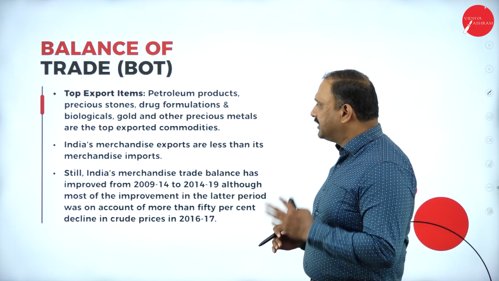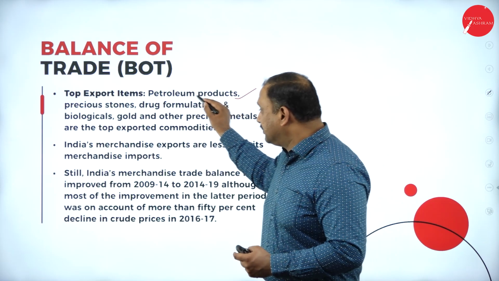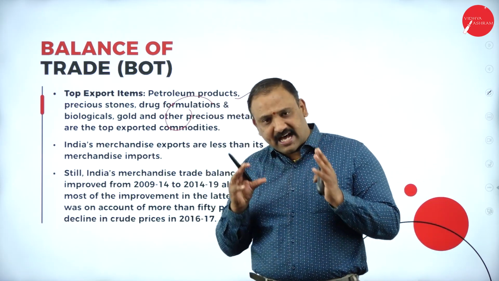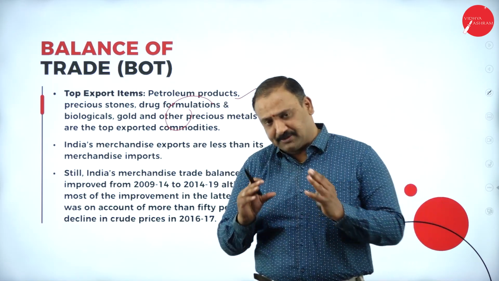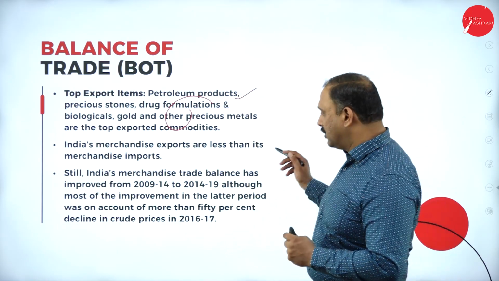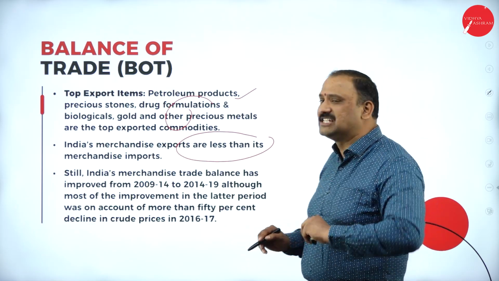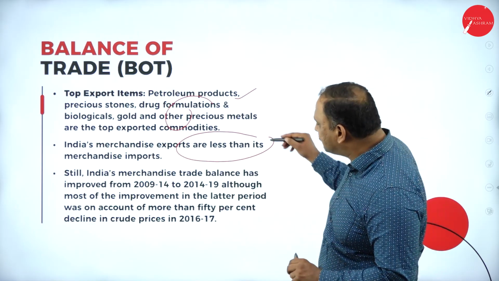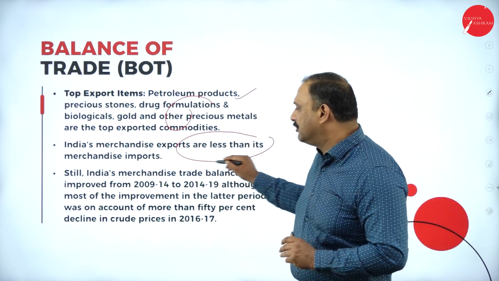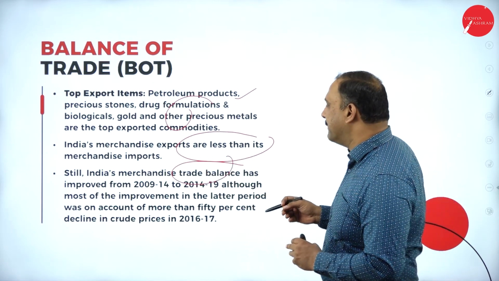Now, the top export items that we have been talking about: petroleum products, precious stones, drug formulations, biologicals, gold and other precious metals. These are our top exported items from India, which makes us really a revenue giver. Plus, we are also going to talk about the fact that India's merchandise export is less than its merchandise imports. This is where we are struggling. Why? Because somewhere down the lane, we have to be very careful about the fact that the export function is lesser than that of the import function.